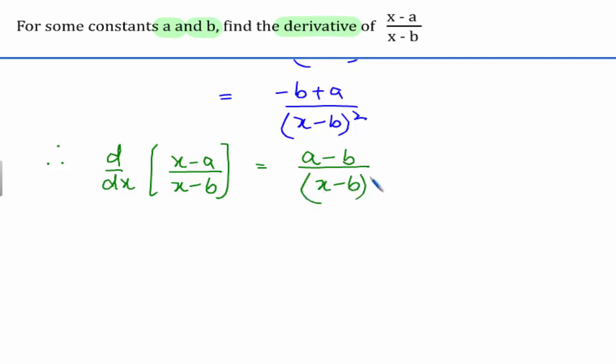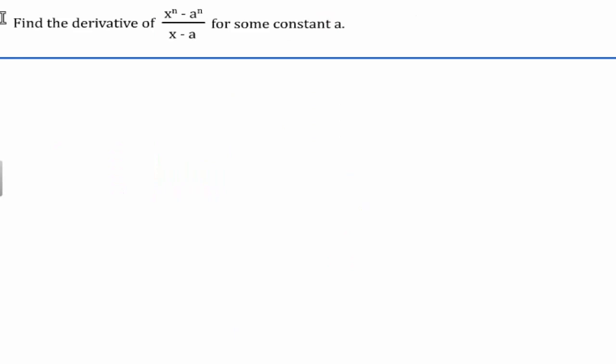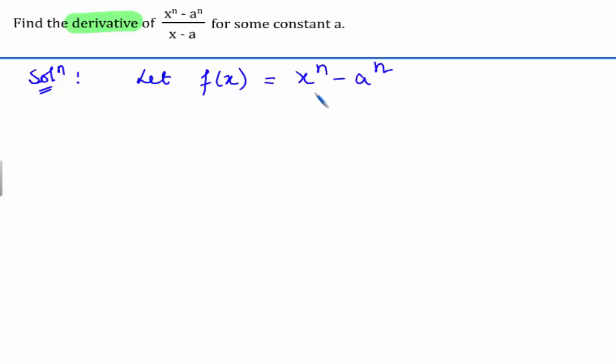This completes the solution. In this question, we have to find the derivative of x raised to the power n minus a raised to the power n divided by x minus a for some constant a. Let's begin with the solution and let the given function be denoted by fx. So fx is equal to x raised to the power n minus a raised to the power n divided by x minus a.